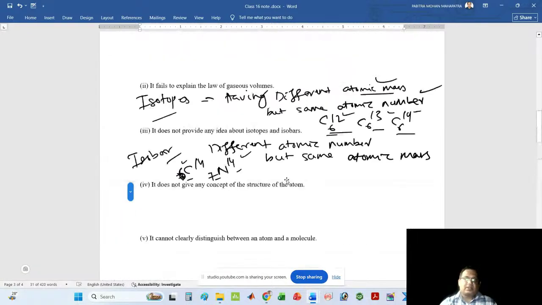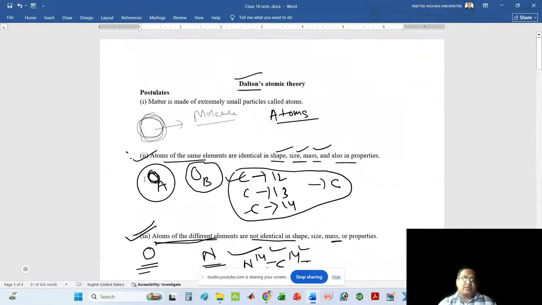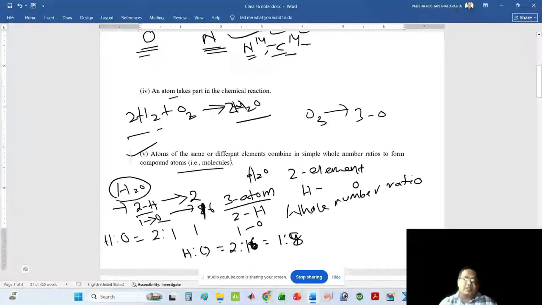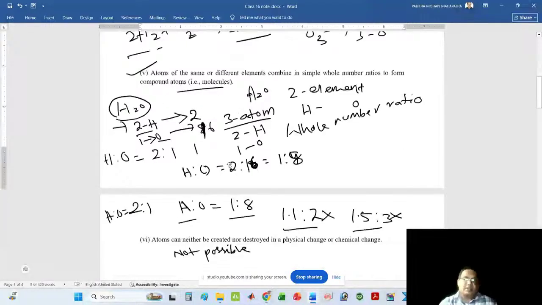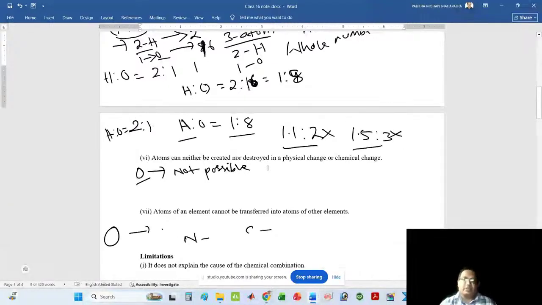Let me recall some points. Look at that. As per the postulates of Dalton's atomic theory, matter is made of extremely small particles called atoms. That means an atom cannot be divided. Another postulate is that an atom can neither be created nor destroyed in a physical change or chemical change.